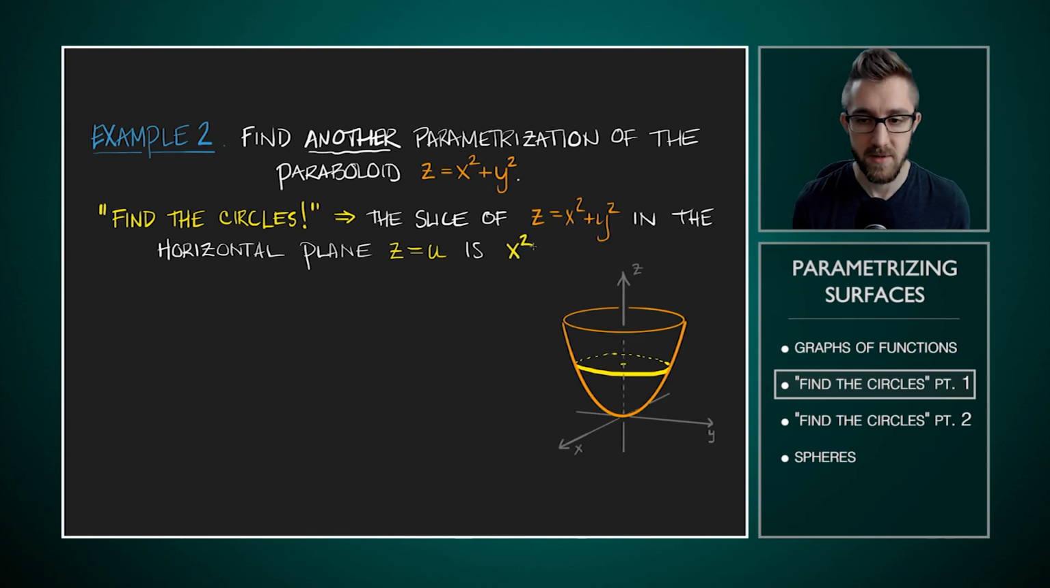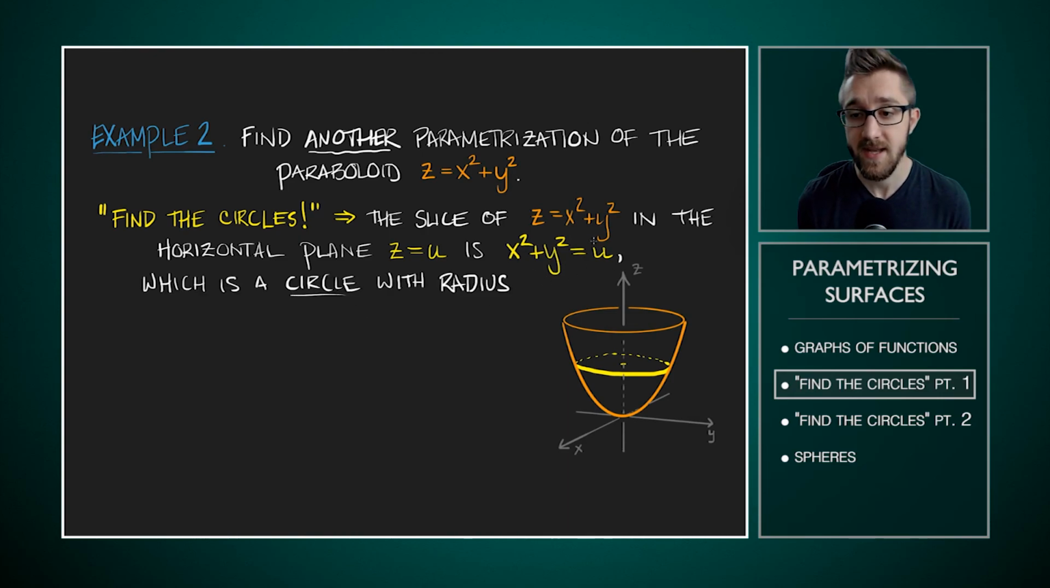So in other words, x squared plus y squared equals u. Thinking of this as just a curve in a plane whose axes are labeled with x and y, we get a circle, and the radius of this circle is the square root of u. So we found the circles. We found that for different values of z, the cross sections of this surface in z equals constant planes are circles, and moreover, we know how the radius of the circle depends on which z coordinate we're looking at.